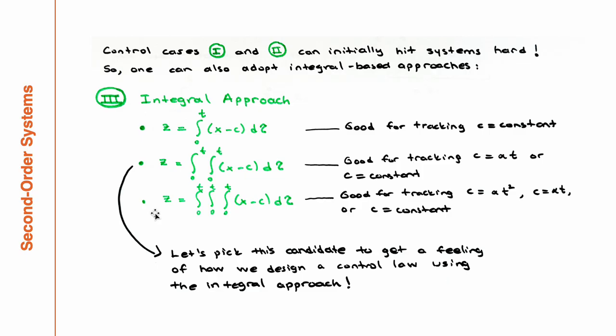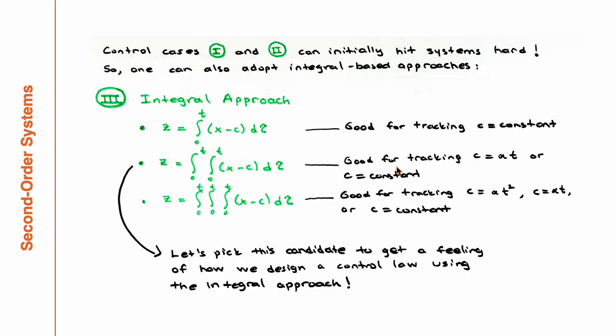Anyway, so if you don't want to hit your system hard initially, along the lines of what I just explained to you, you use a type of integral terms. So you need to do shopping here. And for shopping, I'm going to show you today 3 recipes. The first one, if you only want to track constant commands, then you would like to use this particular integral.